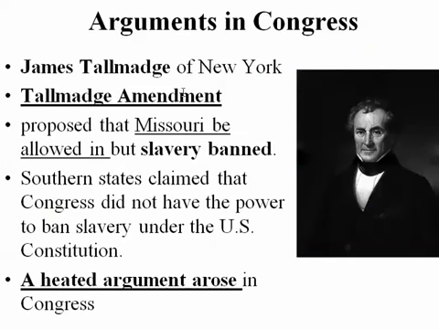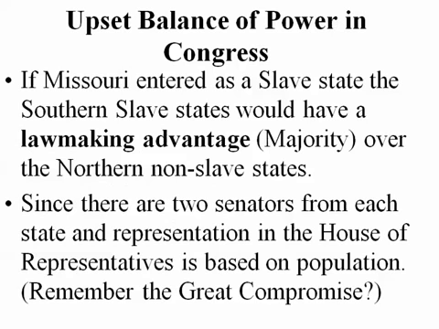So we have this big argument that arises between pro-slavery and anti-slavery forces. Pro-slavery means for slavery, anti means against slavery. And Missouri coming in as a slave state or free state would upset the balance of power in Congress. Congress, if you recall, was our legislature that was created in the Great Compromise. And if Missouri entered as a slave state, the southern slave states would have a lawmaking advantage, a majority, if you will, over the northern non-slave holding states.